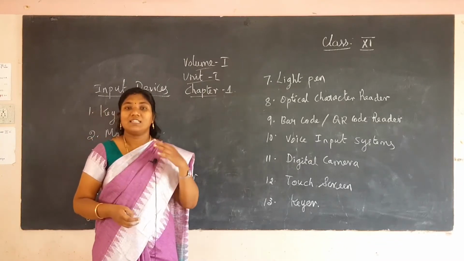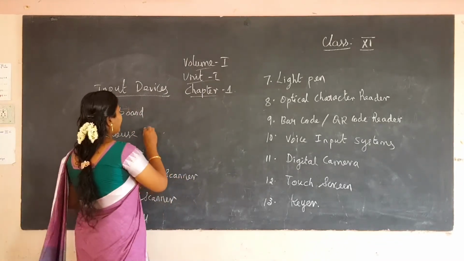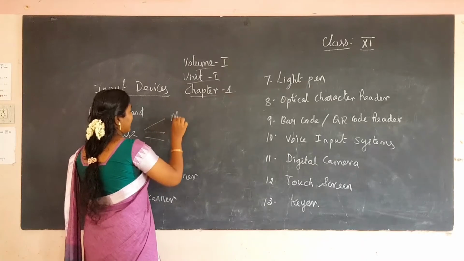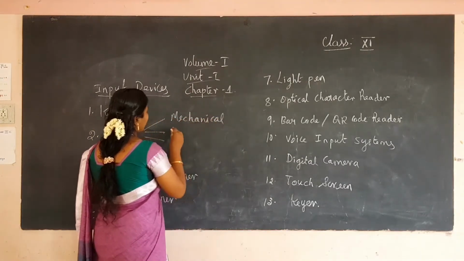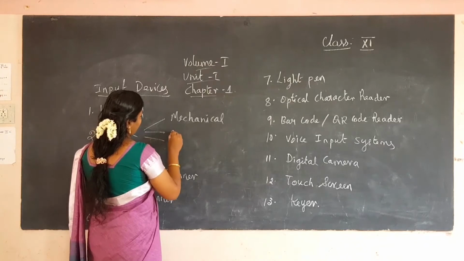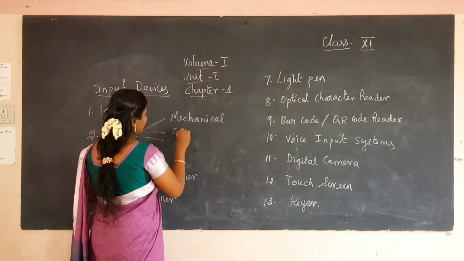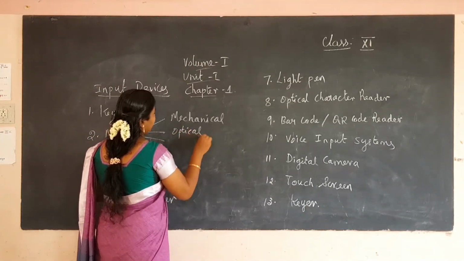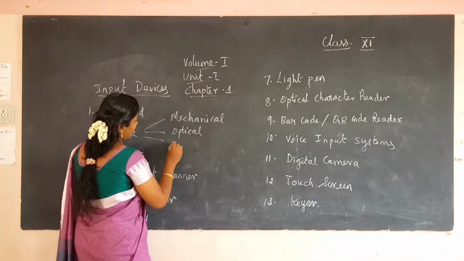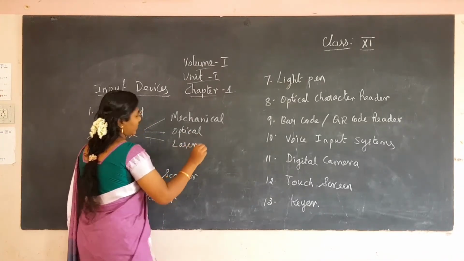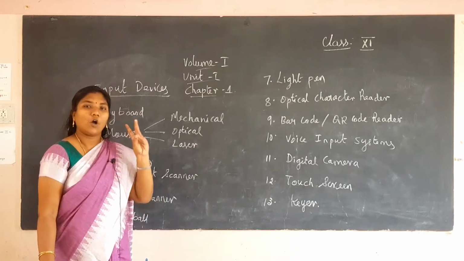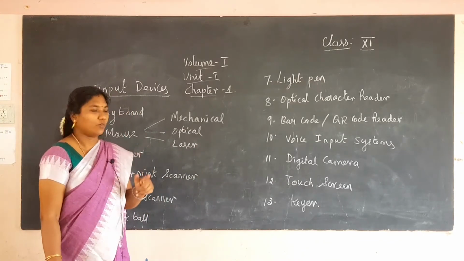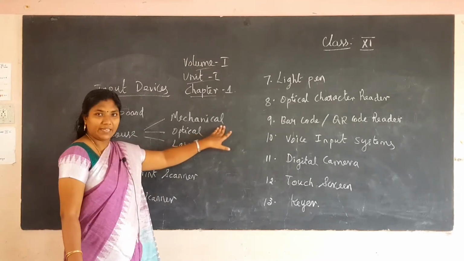Okay. So there are three types of mouse available. The first one is the mechanical mouse, the second one is the optical mouse, and the third one is the laser mouse. So there are three types of mouse: mechanical mouse, optical mouse and laser mouse. Okay. So what do you mean by mechanical mouse?